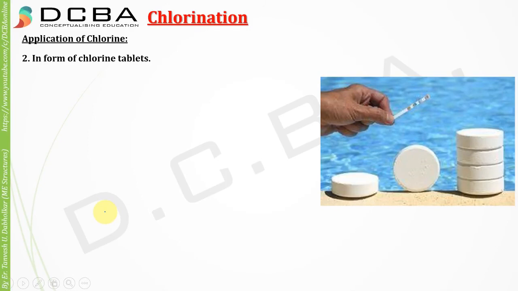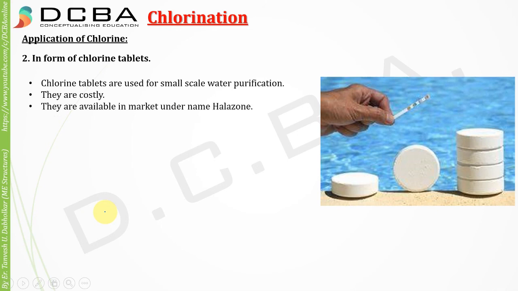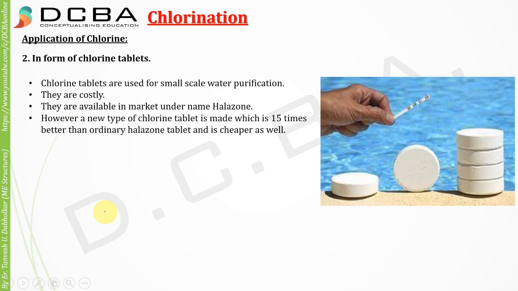Second form of application is in the form of chlorine tablets. They are very direct to use. Chlorine tablets are used for small scale water purification, in swimming pools and all. You can just put the chlorine tablets and it will do the disinfection part, but they are costly. They are available in the market under the name Halazone. However, a new type of chlorine tablet is made which is 15 times better than the ordinary Halazone tablet and is cheaper as well. So that tablet probably might be used.